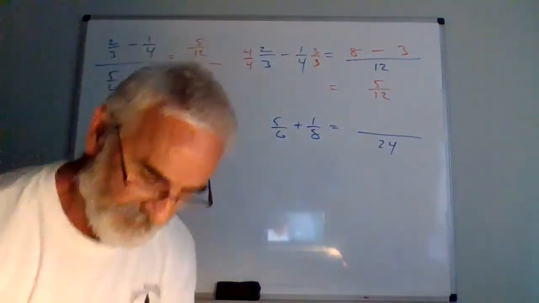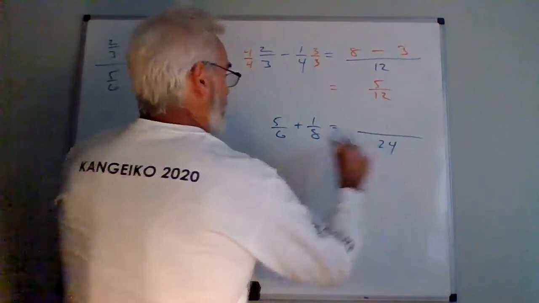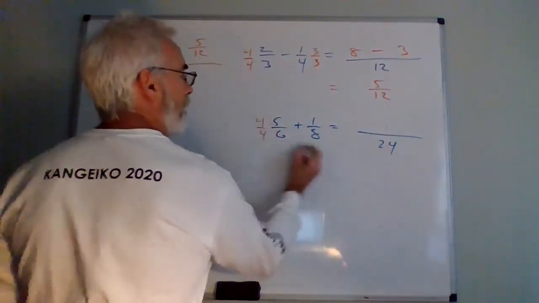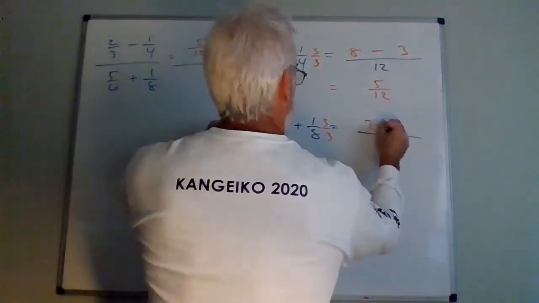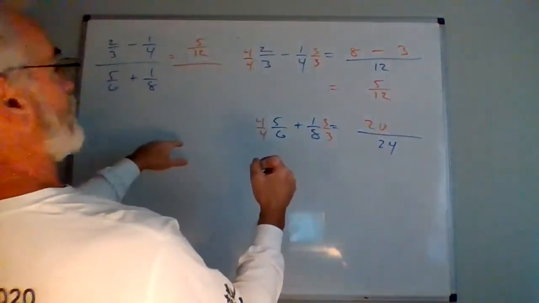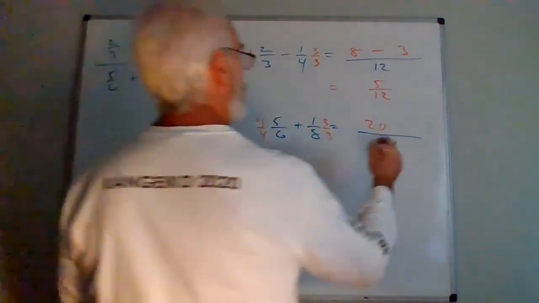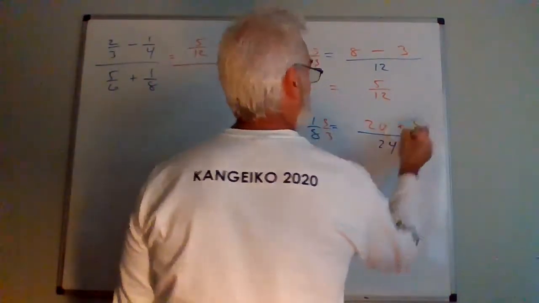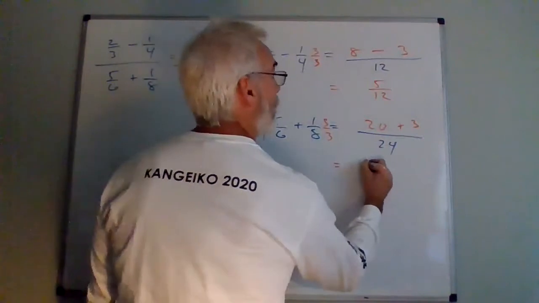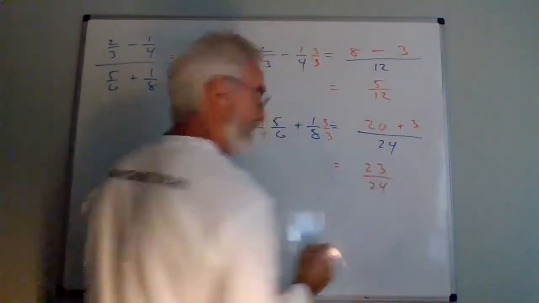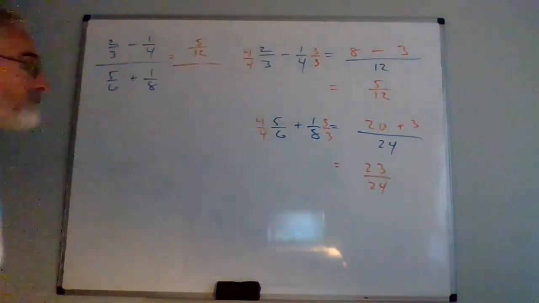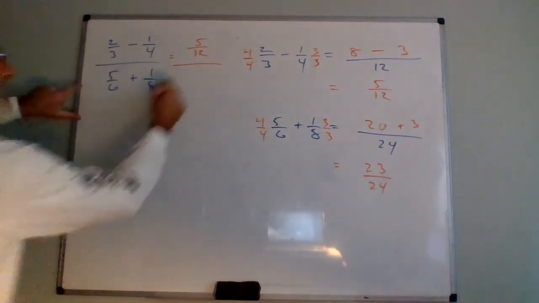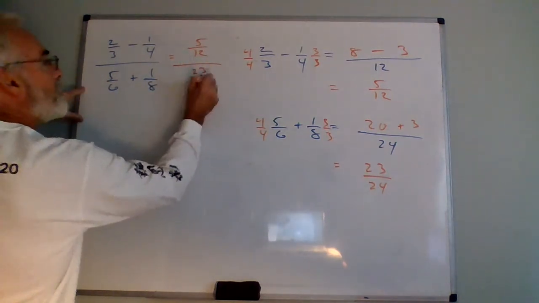So when I'm looking at this, I need to multiply this by 4/4 and this by 3/3. And here I'll get 20. Did I do this correctly? 4/4, 3/3. Yes, 20 plus 3, or 23/24. Okay, so I got 23/24. Again, if I did that correctly, so now I've got 23/24.